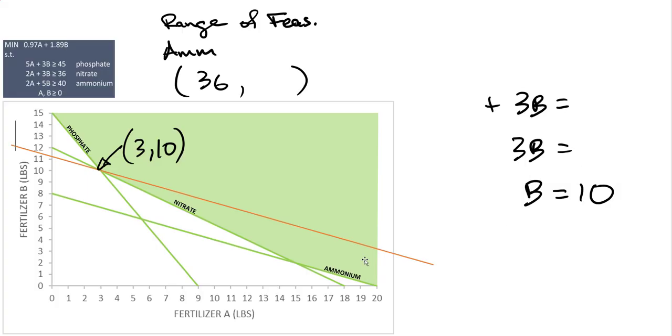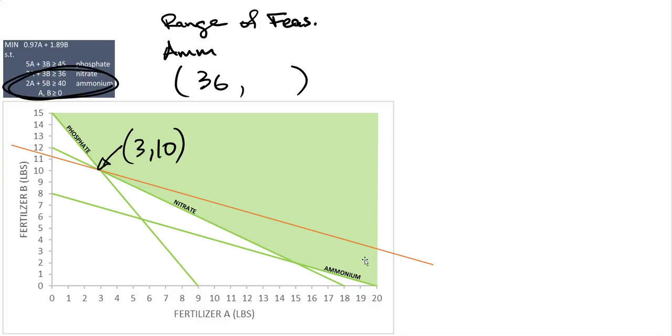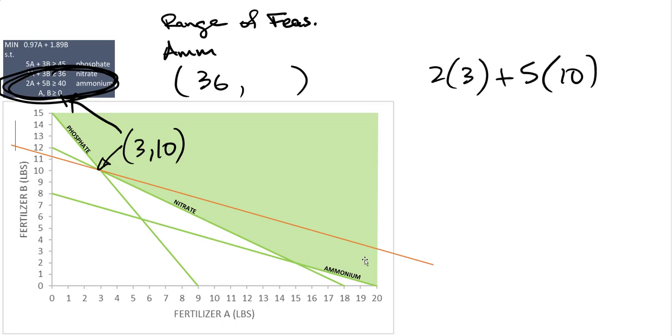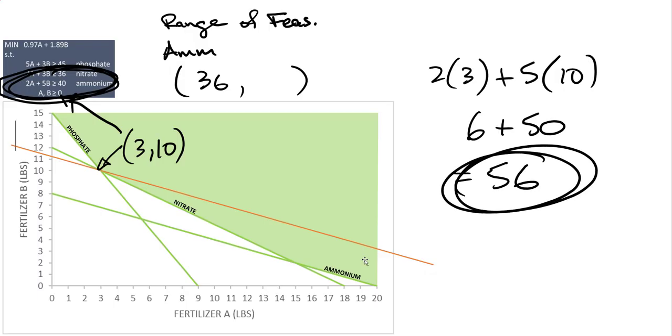Last but not least, remembering what line we are altering right now. We are dealing with the ammonium constraint. So we are going to sub those coordinates back into that constraint line. In just the left-hand side of that, 2 times 3 plus 5 times 10. 2 times 3, 6, plus 5 times 10, 50, or a final value of 56. So we now have our upper limit for the range of feasibility for ammonium.